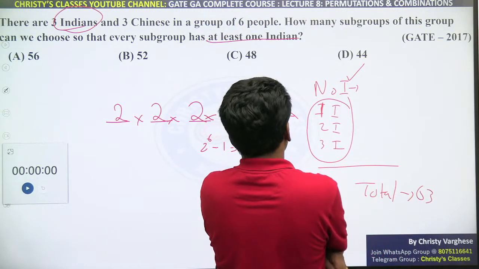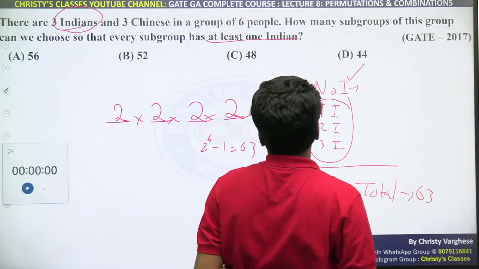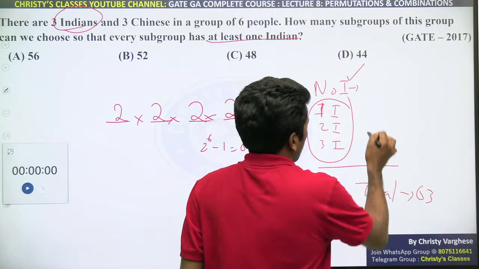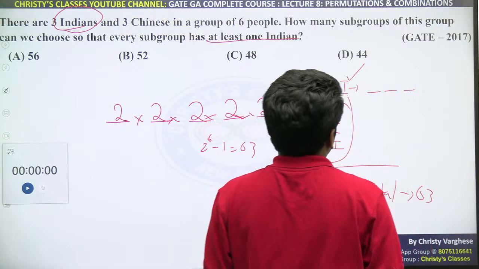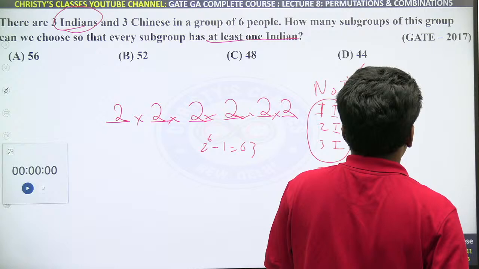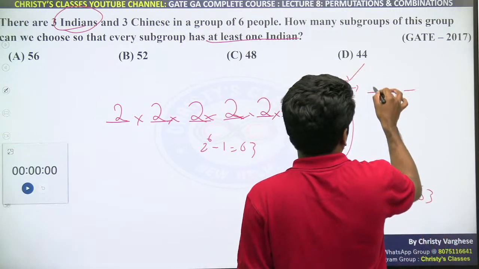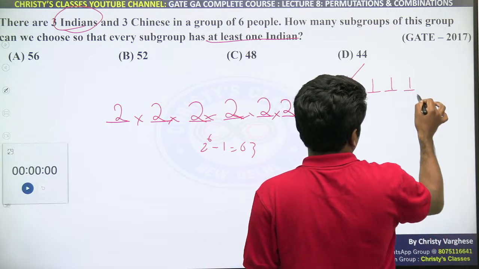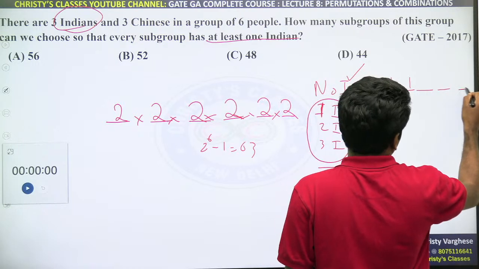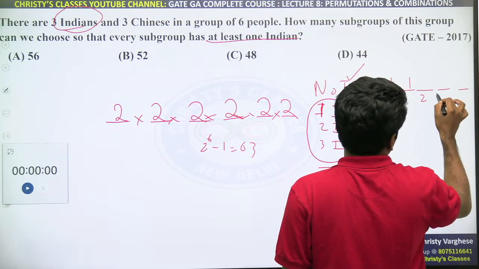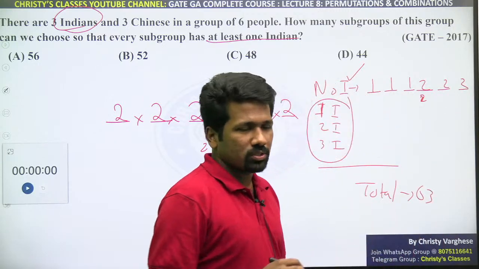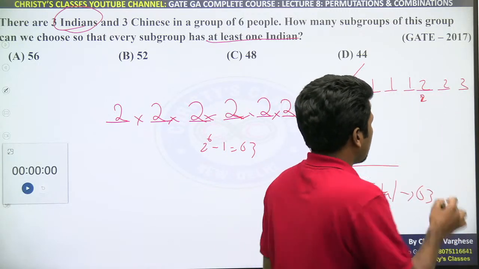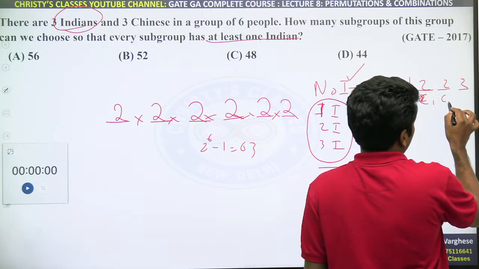63 groups are possible. उसमें से no Indian वाला group को कम करना है. No Indians means the 3 Indians that are available, there is only one choice. They are not taken at all. So one choice. लेकिन वो 3 Chinese people का 2 into 2 into 2 choices है. क्यों 2 into 2 into 2 choices? First Chinese person group में होने वाला case, ना होने वाला case.